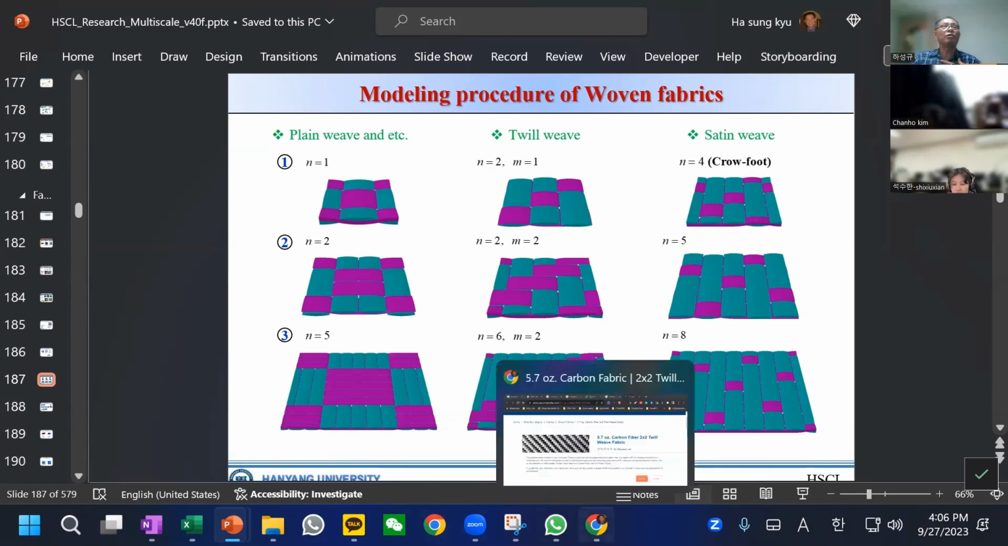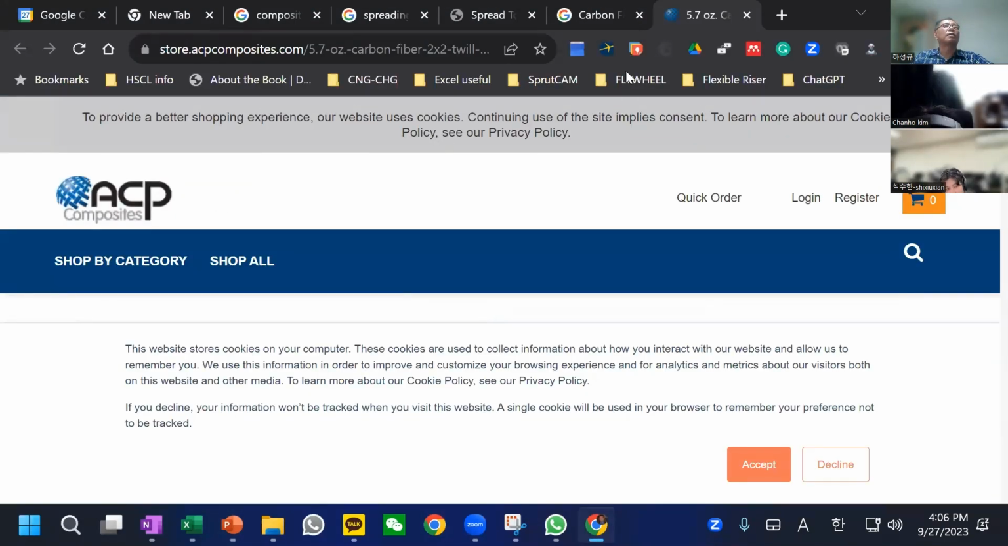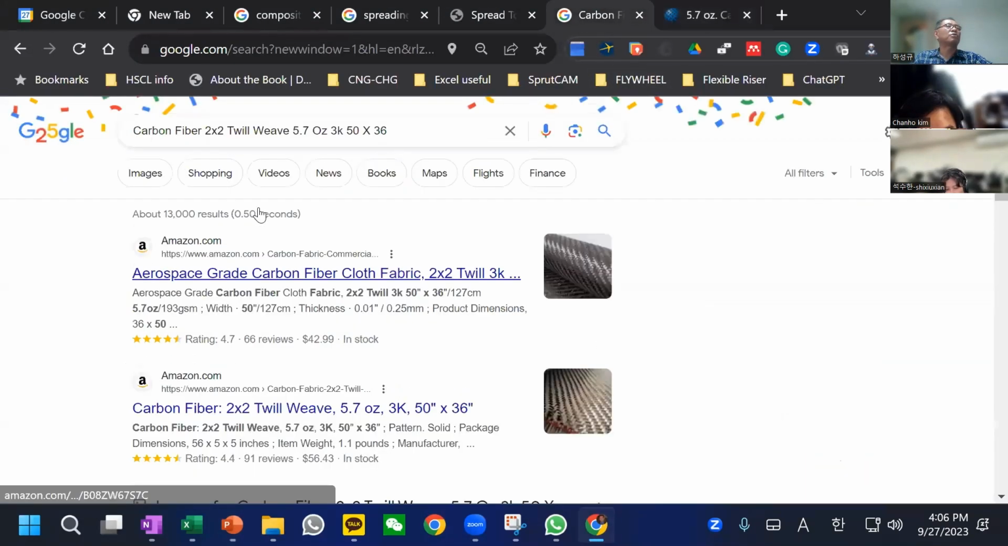Okay, so this is something about the woven. Woven is well used in aerospace and automotive as well. Okay. And I want to, just one second, please. There must be something.